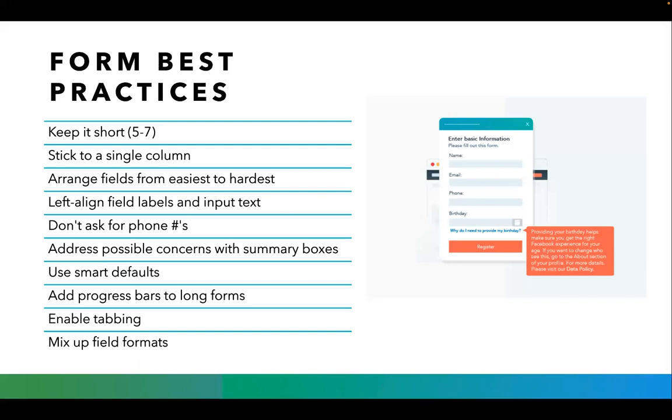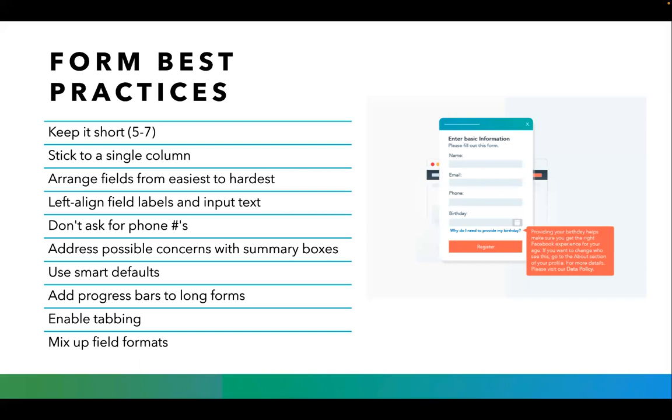Number 8, add progress bars to long forms. So if you need a multi-step form for something like an account setup, put a progress bar at the top so the user knows how much they have left. That allows them to get a heads up and commit to the form, saying, hey, it's only a bit longer. Try to keep it as simple as possible, but if you can't get away from that long form, allowing them to see the progress bar and how long they have left allows them to commit more easily as well.